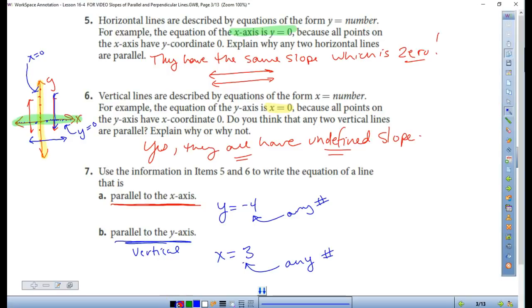So parallel to the x-axis would be a horizontal line, slope of 0. And parallel to the y-axis would be a vertical line with an undefined slope. So horizontal lines, y equals a number. Vertical lines, x equals a number. Get that memorized for sure. It's going to help you save a lot of time when you know how to write the equations of vertical and horizontal lines.